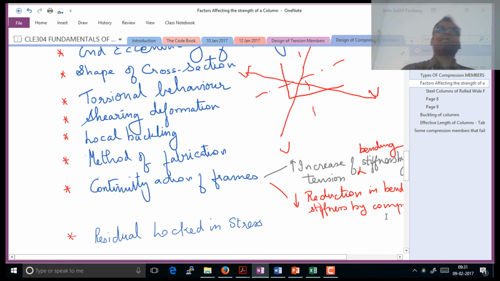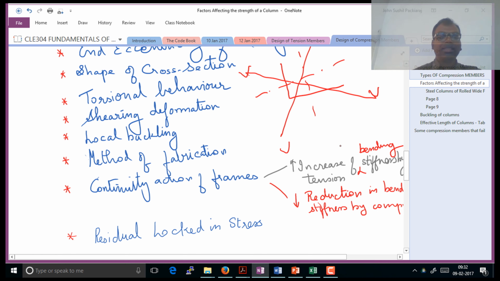Again, method of fabrication also plays a very important role. If you look at a very thick section, what happens after you weld is you need to do an annealing process. But how many sites will be able to do the annealing process? Literally none. This causes a lot of what we call residual locked-in stresses.